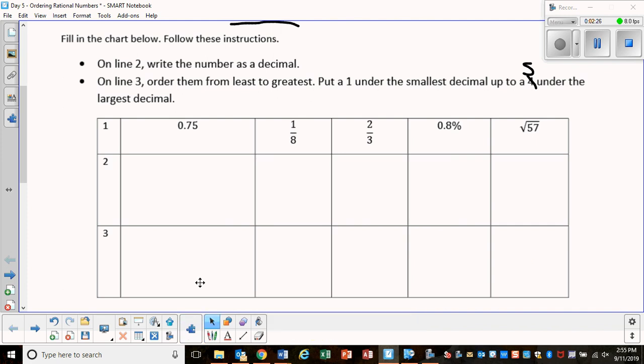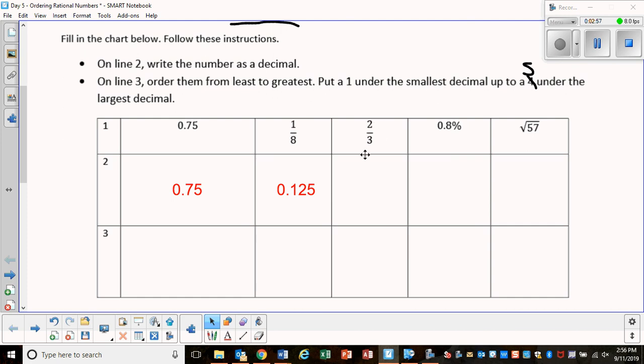Okay? So let's start. 0.75 is already a decimal, so it is 0.75. 1/8, we're going to put in the calculator. We're going to do 1 divided by 8. If you don't have a calculator in front of you, you should be using Desmos. So 1 divided by 8 will give us 0.125.